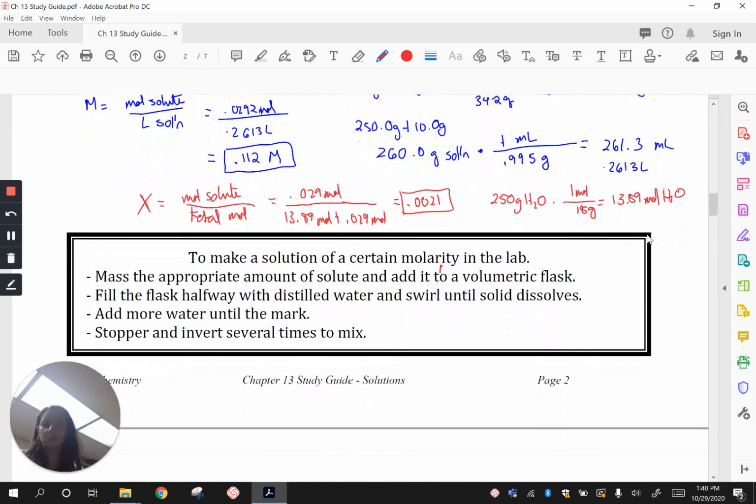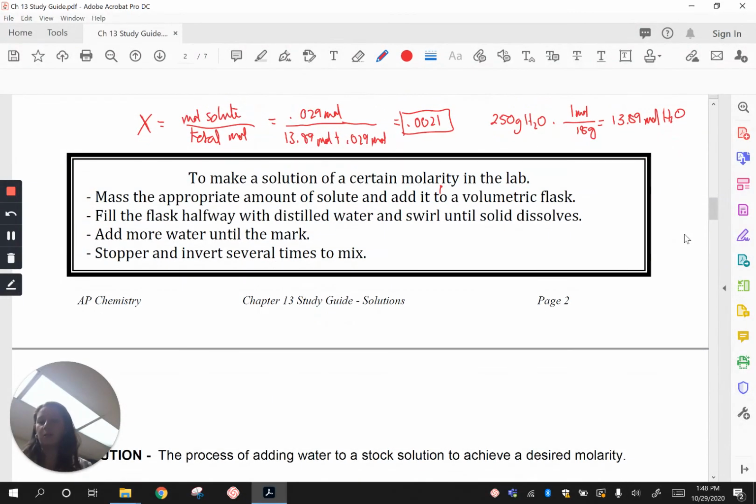and no units for the mole fraction here. Okay, so how do you make a solution? This obviously the AP exam does not have a lot practical, but this has been a pretty popular question on the AP exam.